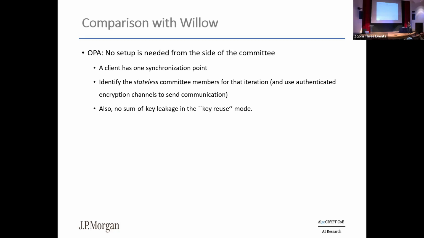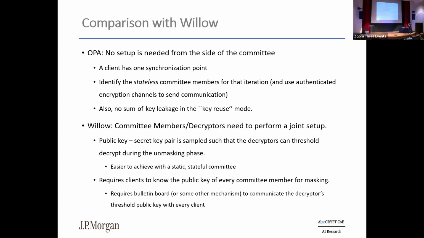Now we also compare with Willow because it's a subsequent work that does something very similar, but yet different. The idea here is that in OPA, we don't really need a setup where the committee members agree on anything. I just need to know who the committee members are and I can send the communication out. And there are no sum-of-key leakage attacks. This is slightly technical, but you can look at the paper. Whereas in Willow, you need the committee members, or the decryptors, to essentially agree on some key ritual to allow for threshold decryption. A public key and secret key pair is generated such that the committee members can threshold decrypt. And they also require the client to know the key pair. So somehow there needs to be some bulletin board, whereas we require either a PKI or some authenticated encryption channel to send the model updates and the mask in a secure format.